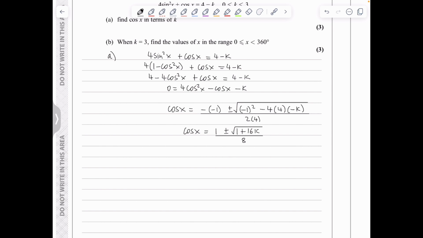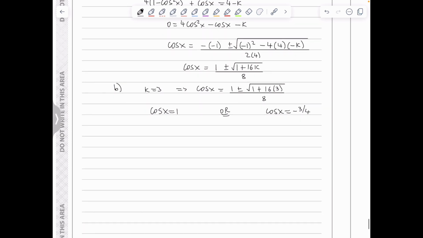In part B, we are told that k is 3 and we need to find the values of x in the range of 0 to 360. So I will start by substituting k is 3. This will give me cos x is equal to 1 plus minus the square root of 1 plus 16 times 3, over 8. This gives answers for cos x of 1 is the first one, or cos x is equal to minus 3 over 4. Now for cos x is 1, I will find the PV, it's the shift cos of 1, which gives an answer of 0.